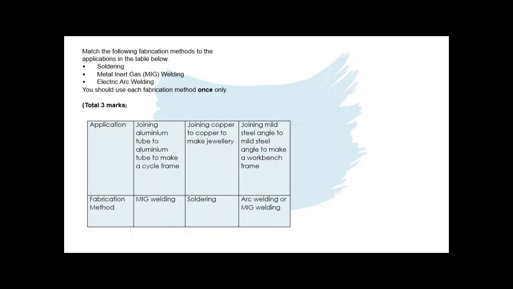Okay, so joining aluminium to aluminium, that would be MIG welding. Copper to copper for jewellery, soldering, because it requires less heat. And joining mild steel to mild steel will be arc welding or MIG welding. So if you put MIG welding, you won't be able to put it for aluminium. If you put MIG or arc, you'd be right for either one, but remember that you can only use each method once.